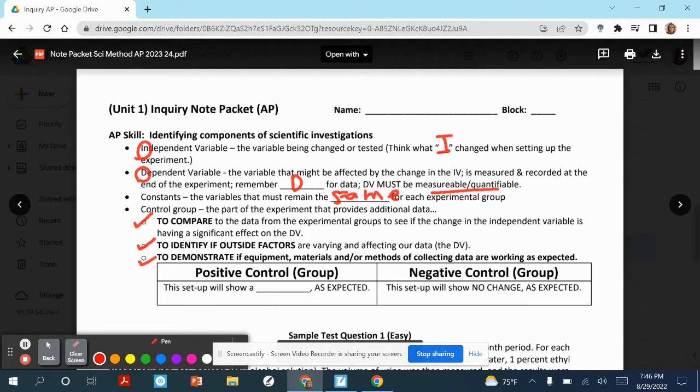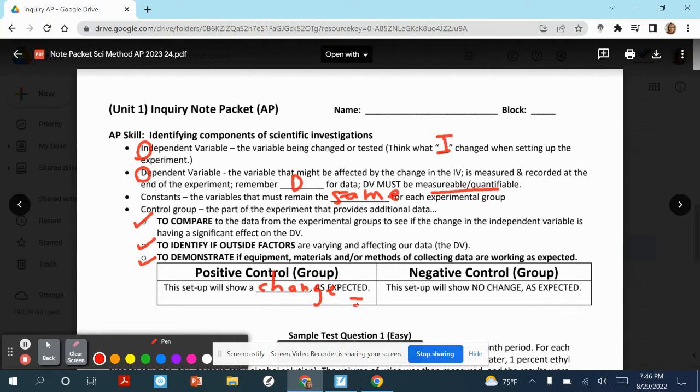Now, there's two types of control groups, so this is going to be new from your honors class. We have the positive control group and we have a negative control group. So let's go ahead and just write down, and then we'll look at some examples of positive and negative control groups, right? So a positive control group is going to be one part of your experiment. And when you look at what happens in that part of your experiment, you will see a change. Something is going to happen. Okay, so you will get a result. You'll get a change as expected.